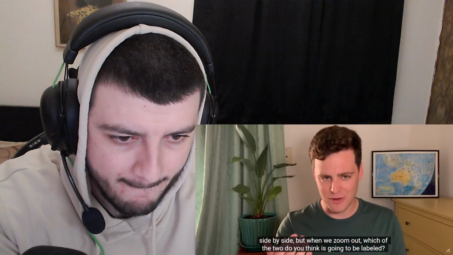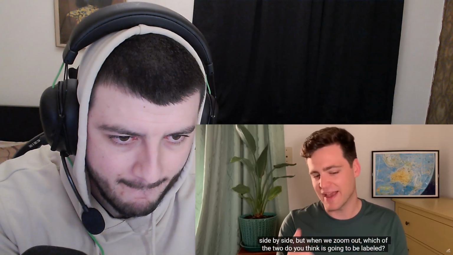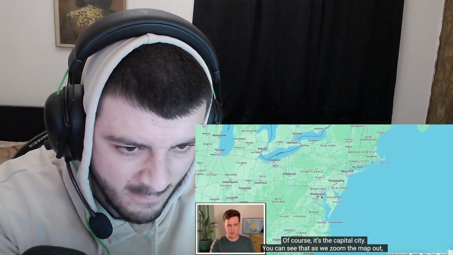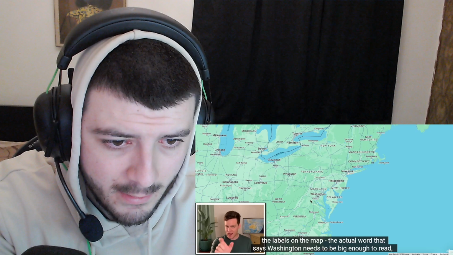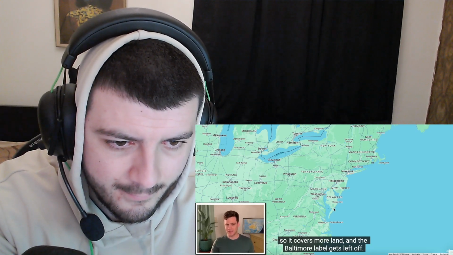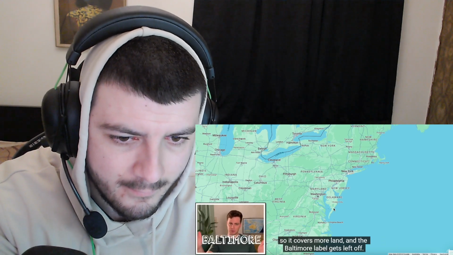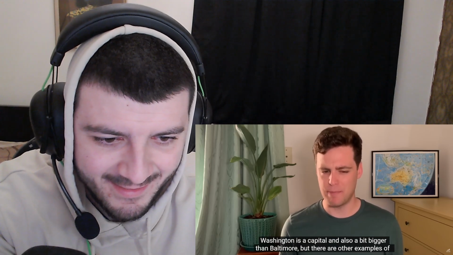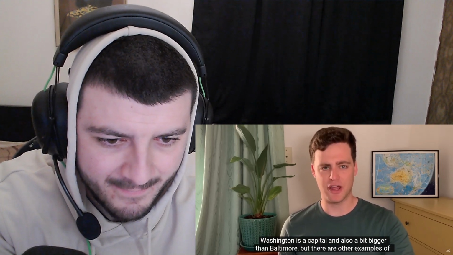But when we zoom out, which of the two do you think is going to be labeled? Of course, it's the capital city. You can see that as we zoom the map out, the labels on the map, the actual word that says Washington, needs to be big enough to read. So it covers more land and the Baltimore label gets left off. Washington is a capital and also a bit bigger than Baltimore, but there are other examples of the Baltimore effect around the globe as well.